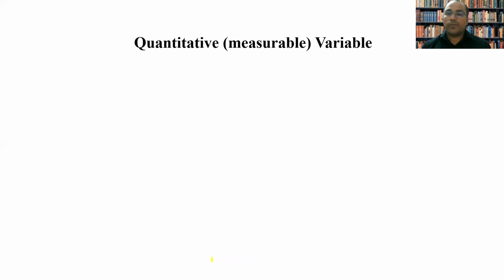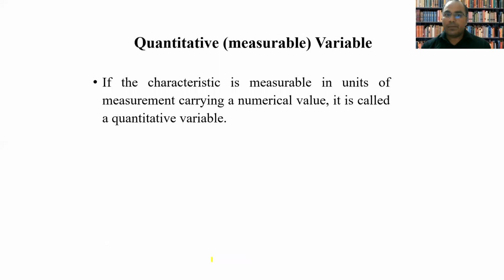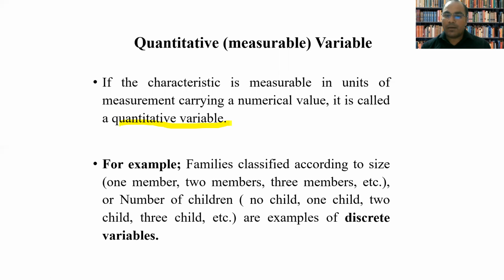Now, quantitative variable is also known as measurable variable. If the characteristic is measurable in units of measurement carrying a numerical value, it is called a quantitative variable. For example, family classified according to size, one member, two members, three members, or number of children, no child, one child, two children, three children, are examples of discrete variables. As we know, quantitative variable is divided in two types, discrete and continuous. So these are the examples of discrete variable.